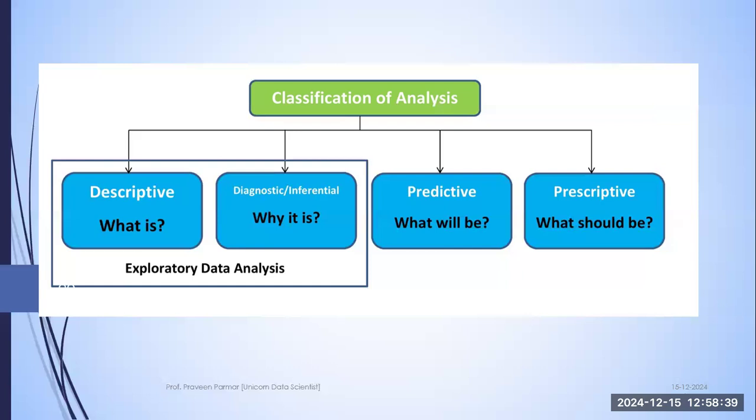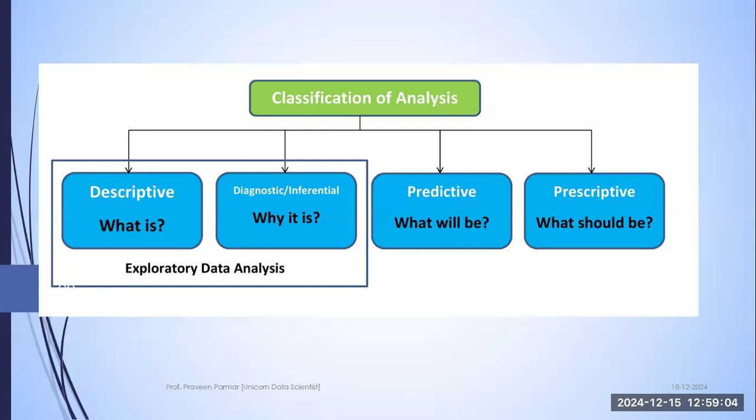Now the predictive analysis, where the machine learning starts. What will be? The futuristic, the prediction and the forecasting. Suppose there is a crop production and rain. We already know that the rain and crop production have a positive correlation. If the rain is good, the crop would be good. If the rain is bad, the crop would be bad.